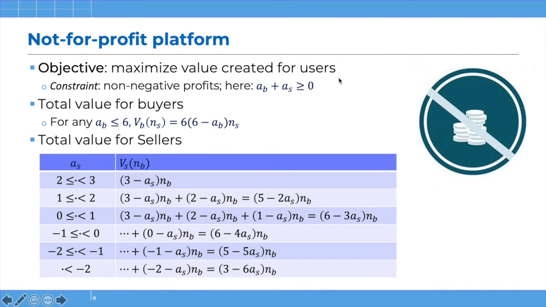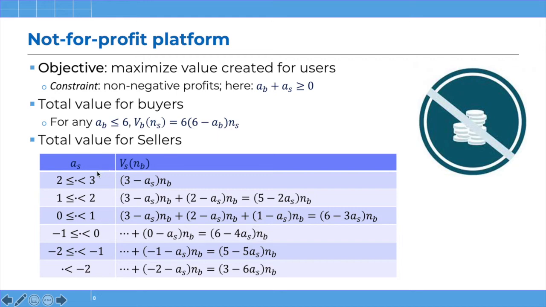Okay, now, sorry, I'll come to that. But first of all, what does it mean? What are the values for the buyers and for the sellers? I want to have an aggregate measure here. So remember, for the buyers, it's rather simple. They're all the same. So for any price which is below 6, which will make sure that they all participate, and for a given number of sellers on the platform, the total value created for buyers is 6 minus AB times NS.